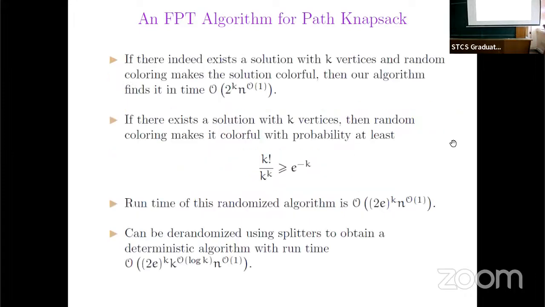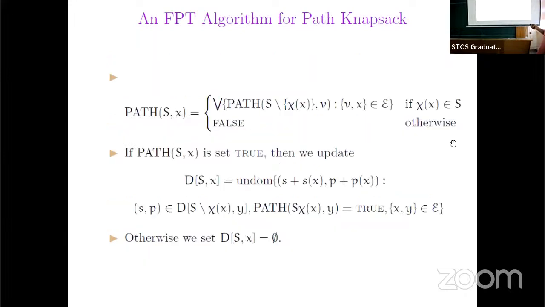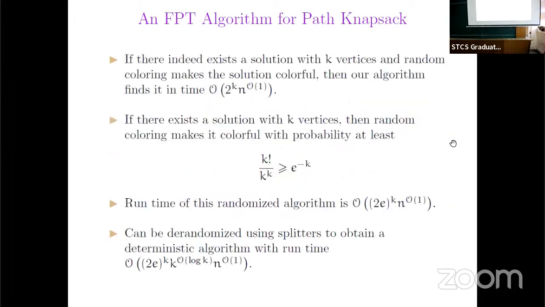So what is the running time of the algorithm? This DP table is indexed by all subsets of colors and all vertices. So the number of cells is 2 to the power k times n, and each is a polytime update. So it's big O of 2 to the power k times poly n, if I feed the correct k, and if indeed the random coloring makes the k-path colorful.